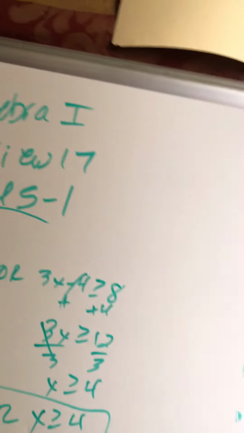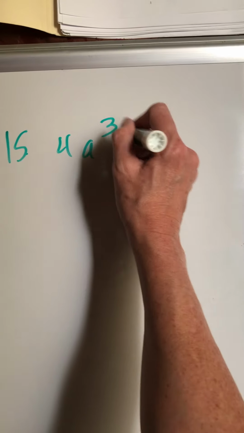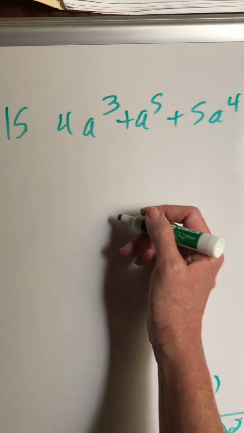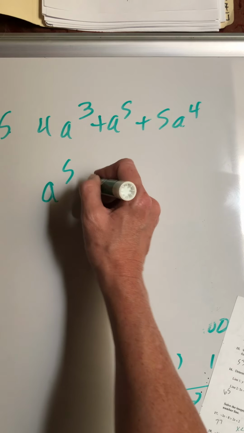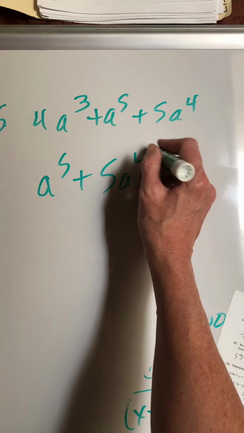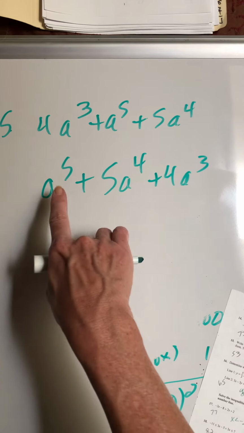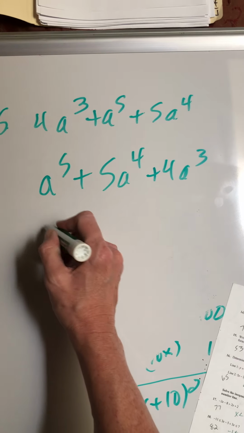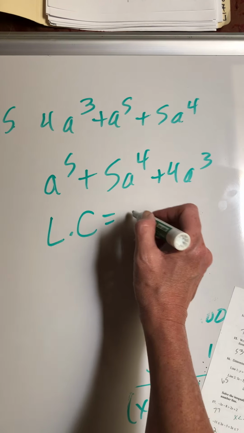Then on number 15, we're writing a polynomial in standard form. So my polynomial starts out like this: 4a cubed plus a to the 5th plus 5a to the 4th. And then I want to find the lead coefficient. So to write it in standard form, I put my biggest exponent first, or my term with the biggest degree first, and then the degrees go down from there. So I've got a to the 5th, a to the 4th, a cubed, and it will go down from there, okay? Then if you want your lead coefficient, it's the first coefficient, which on this one is 1.